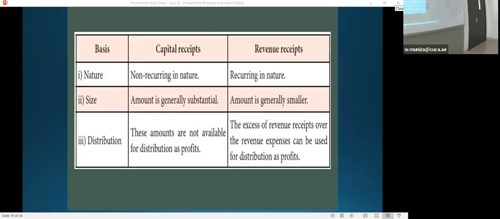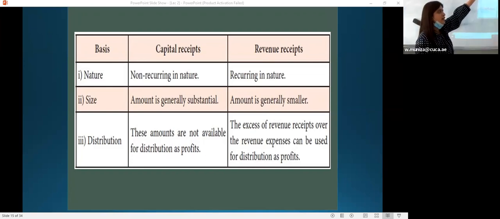Now, what is the difference between capital receipts and revenue receipts? Their nature is different from each other. Capital receipts are non-recurring in nature. They are non-routine. They are going to happen occasionally. Whereas revenue receipts are recurring in nature. They are routine transactions. Same as the difference between capital expenditures and revenue expenditures also. Capital expenditures are not frequent, whereas revenue expenditures are frequent.